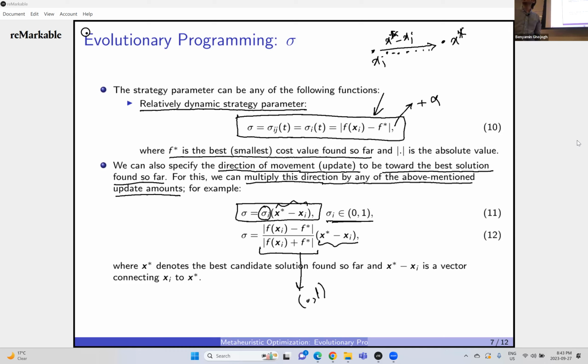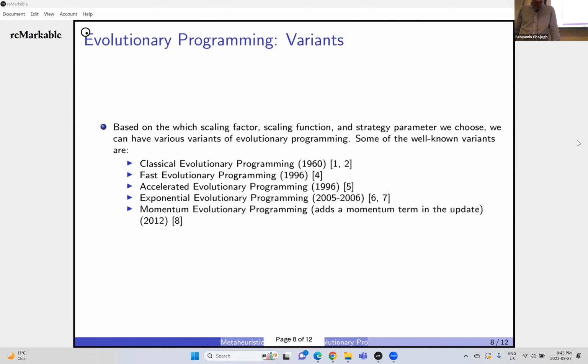Is it unclear? Because you are looking in some weird way. Is it unclear or clear? So I'm giving you different options for how we can choose these. As you see, it's a family of algorithms and variants. I'm just giving you a list of the variants, not going into the details.